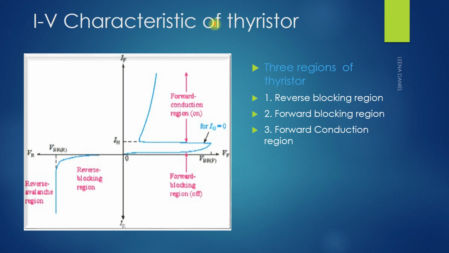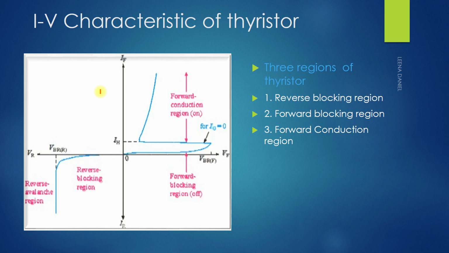Let us discuss the IV characteristic of the thyristor. The operation of the thyristor can be divided into these three parts: reverse blocking region, forward blocking region, forward conduction region. But I have included one more part, the reverse avalanche region. So what are these regions? How does the thyristor conduct in these regions? As we discussed in the construction of the thyristor, there are four layers, PNPN, and three junctions J1, J2 and J3. This we saw in the last slide.